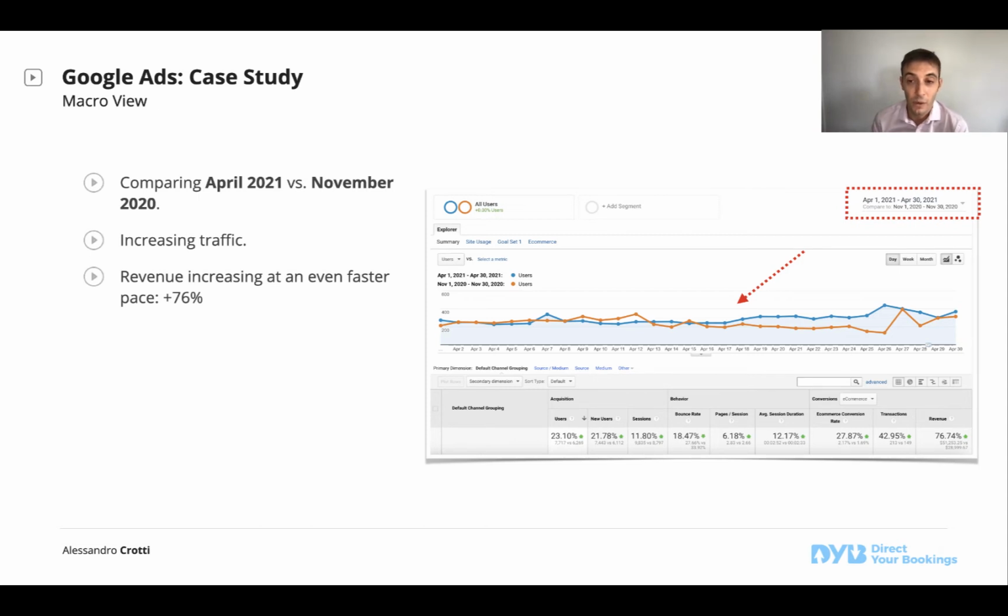But the revenue is 76% higher than in November. Which, by the way, if you compare the periods, makes sense, because in November we're still in the middle of the pandemic, and April is the beginning of the rebound.